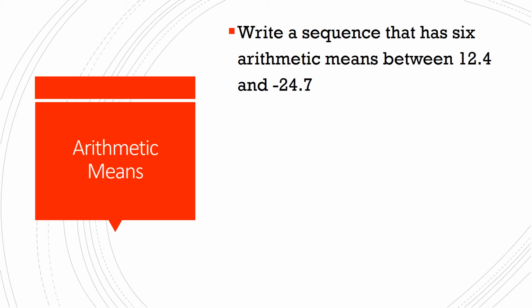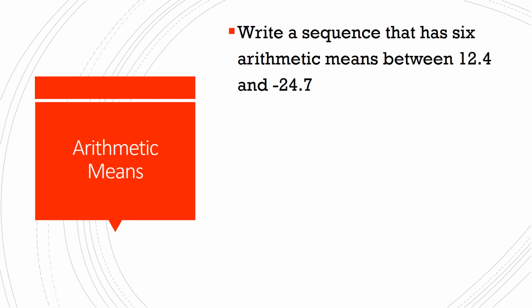Well, we're just marching right along. Now we're going to talk about arithmetic means. And so, what is an arithmetic mean? Well, it's as simple as this. If we're given two non-consecutive terms of an arithmetic sequence, the terms between those two non-consecutive terms are called the arithmetic means.